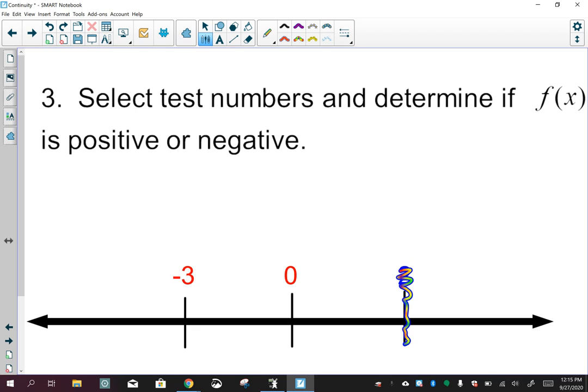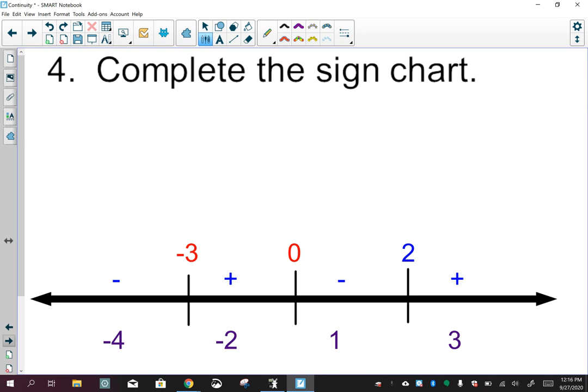I want to pick some numbers that are before -3, in between here, and greater than here. I want to pick those numbers and evaluate each one of them. So I'm going to pick -4, -2, and 1. And again, I don't care about this right now. And then I'm going to evaluate that into my original function.